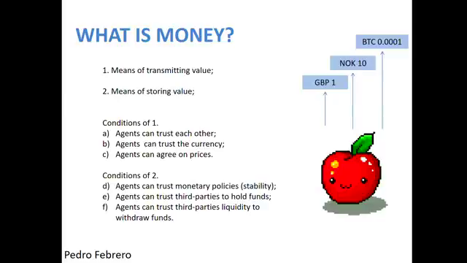So people need to trust each other, and they need to trust the currency. They also need to agree on prices. Otherwise, you wouldn't be able to buy the apple, or you might be able to buy it but spend way more than what you want to spend.